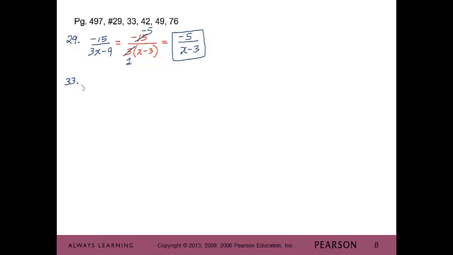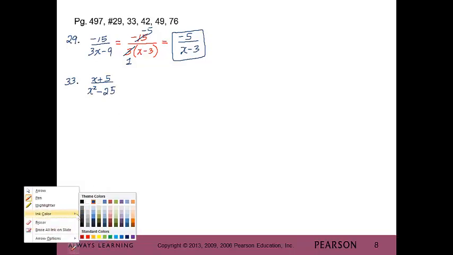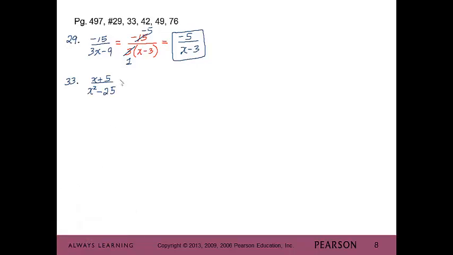Now number 33. And we have x plus 5 divided by x squared minus 25. So again, let's start with step 1, which is to factor the numerator and the denominator. The numerator is factored already, so that's x plus 5.